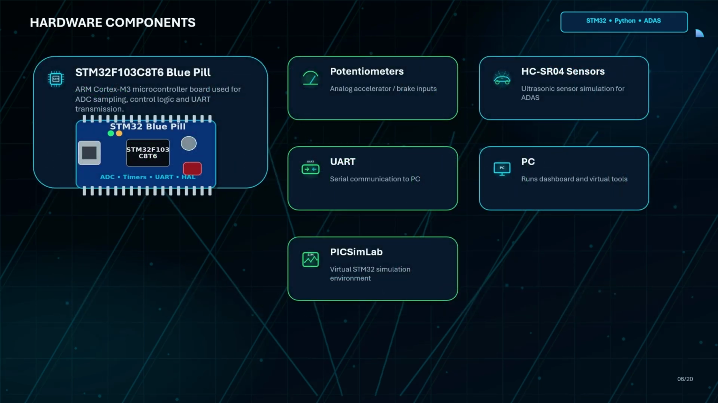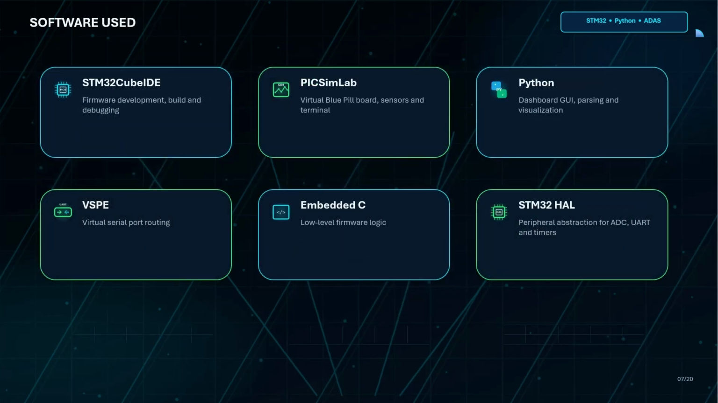The hardware used in the project includes the STM32F103C8 Bluepill, potentiometers for analog input, HC-SR04 ultrasonic sensors in the simulation, UART communication, a PC running the dashboard, and PICSimLab for virtual hardware simulation. The software tools used include STM32CubeIDE for firmware development, PICSimLab for hardware simulation, Python for dashboard development, VSPE for virtual serial communication, Embedded C programming language, and STM32 HAL libraries for peripheral control.